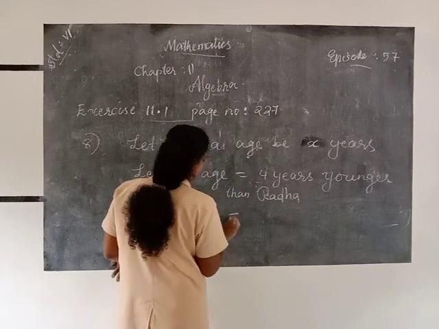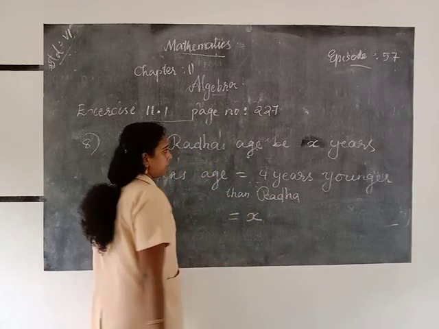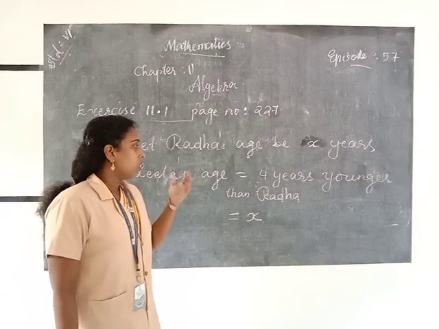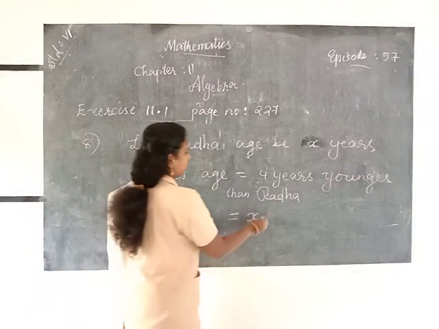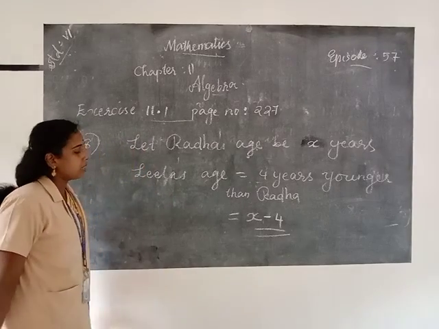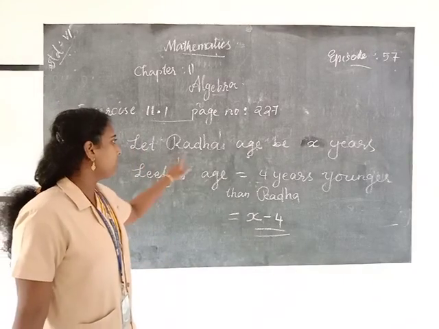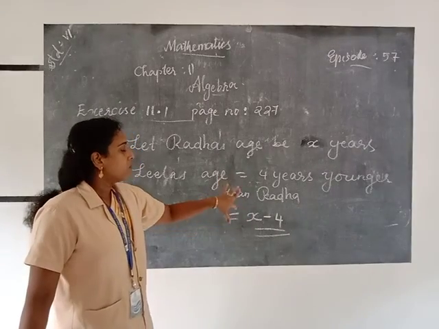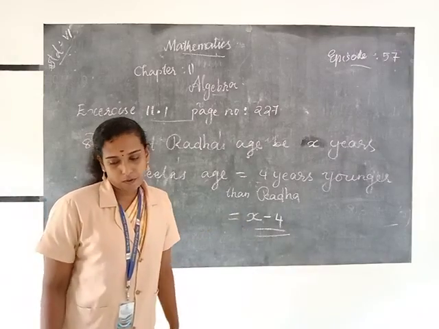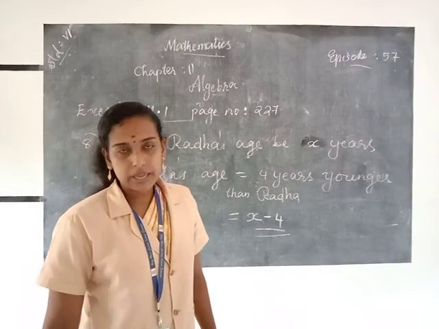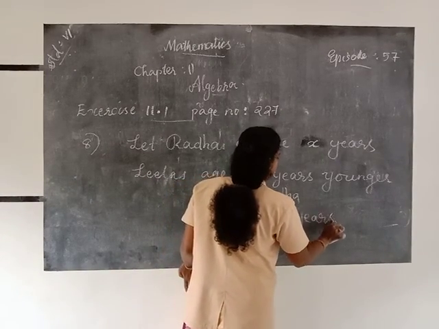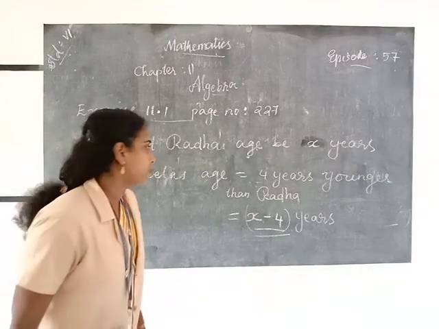This means Radha's age is x, and younger than means minus 4. So 4 years younger means x minus 4. X minus 4 is Leela's age, which means Radha's age is x and Leela, 4 years younger than Radha, is x minus 4. So Leela's age is equal to x minus 4 years. Do you understand?